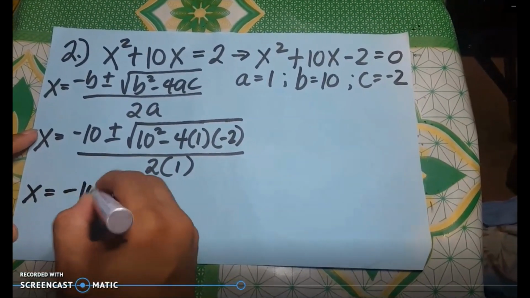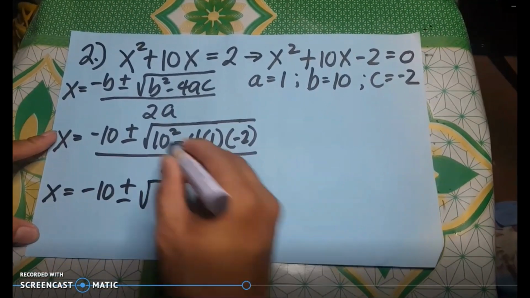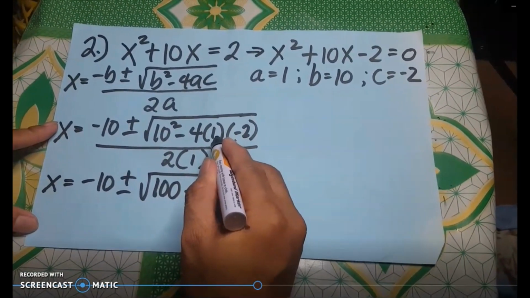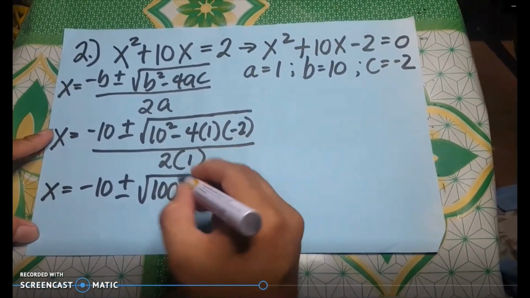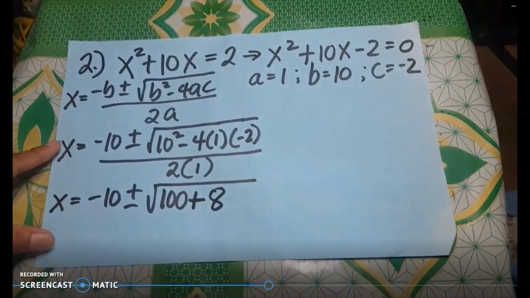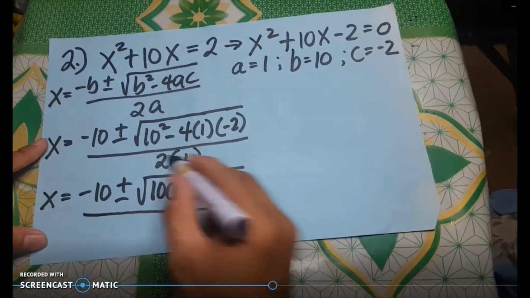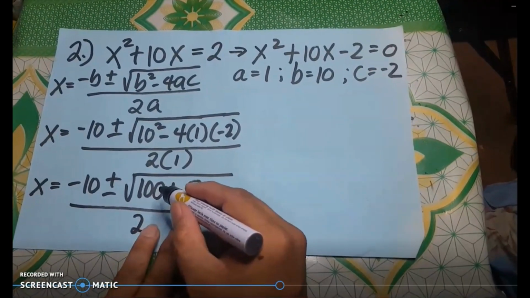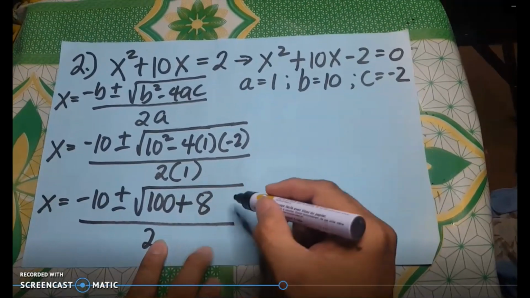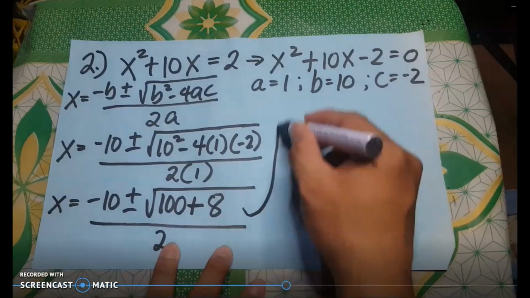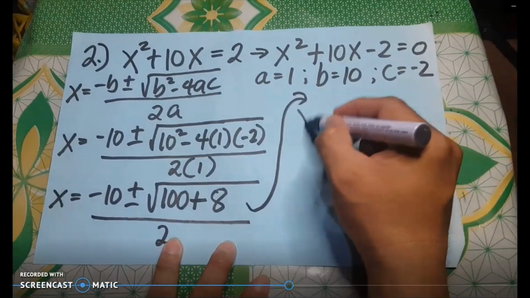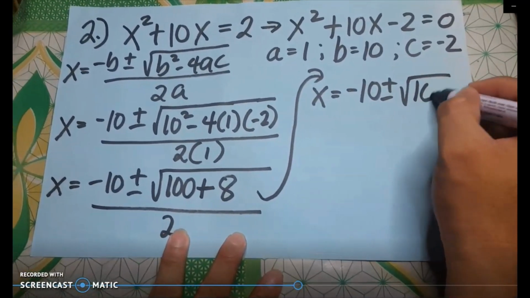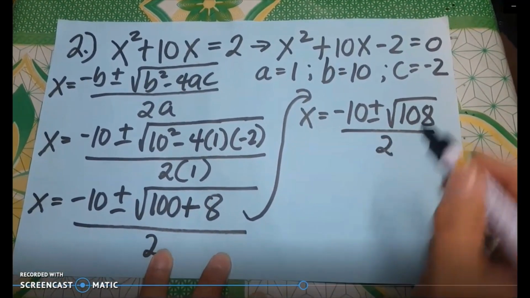So that will come up with negative 10 plus or minus the square root of 10 squared is 100. Then negative 4 times 1 is negative 4 times negative 2 is positive 8. So since it's positive 8, that will be plus 8. So all over 2 times 1, that would be 2. So let us simplify what is inside the radical sign. So continue it here. So we do have x is equal to negative 10 plus or minus the square root of 108 all over 2.